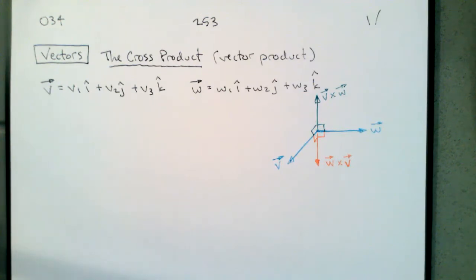So what we're going to do, let me switch cameras. What we're going to do is point our fingers in the direction of v, and curl that in the short angle through the vector w. And then our thumb will indicate what direction it goes. So if you point your fingers in the direction of w and curl them towards v, then the vector will be going in the opposite direction.